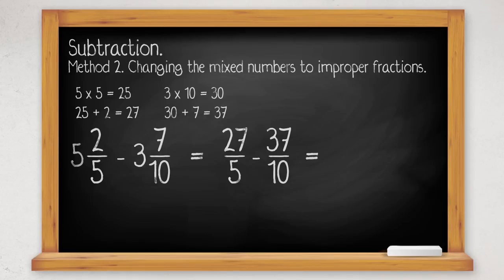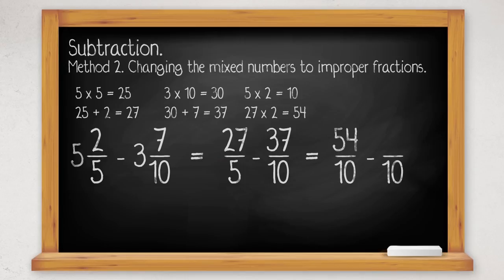Now we need to find a common denominator, which is 10, since 5 and 10 both divide into 10 exactly. So 27 over 5 is something over 10, and 37 over 10 is something over 10. I've multiplied the 5 by 2 to get 10, so I've times the top by 2 to get 54. In the second fraction, I've not had to change the denominator, so I don't need to change the numerator. Since the denominators are the same, I now subtract 54 minus 37, which is 17, to give 17 tenths.